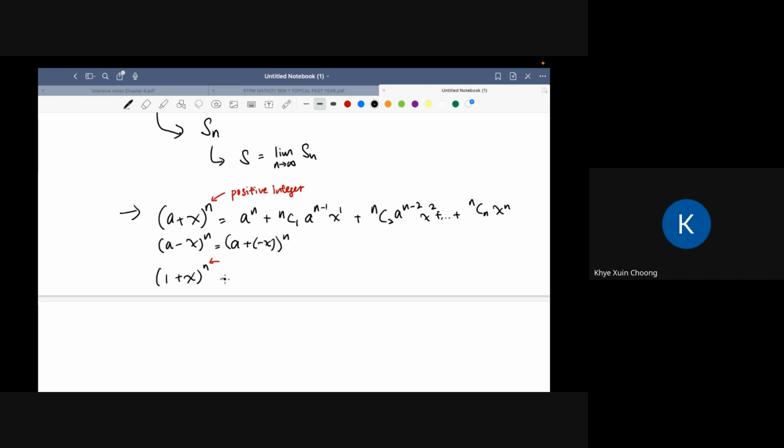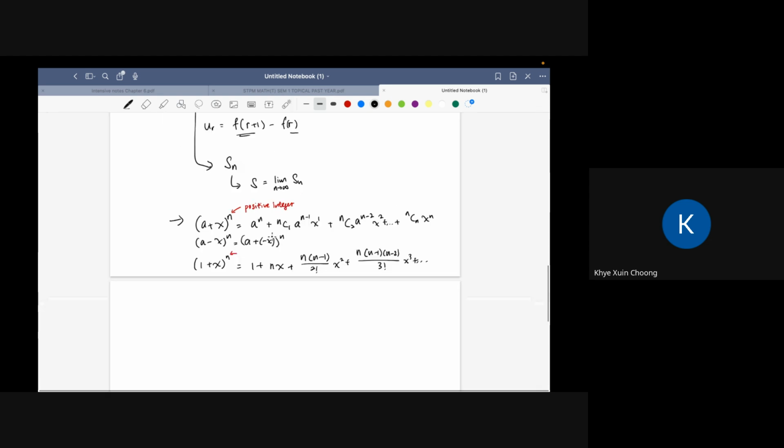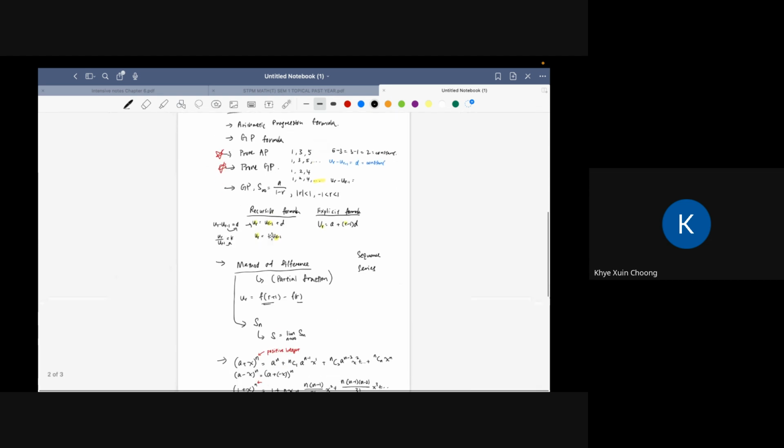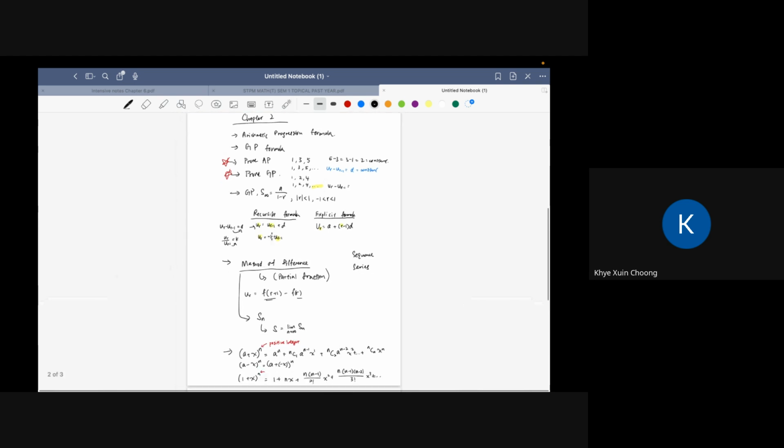For this we have the formula: (1 + x)^n = 1 + nx + n(n-1)/2! x squared + n(n-1)(n-2)/3! x cubed. So this page has all the things that you need to know before you go to the SM.